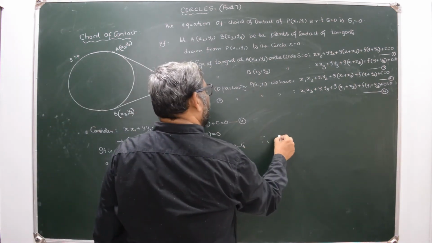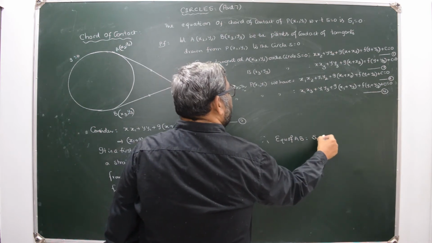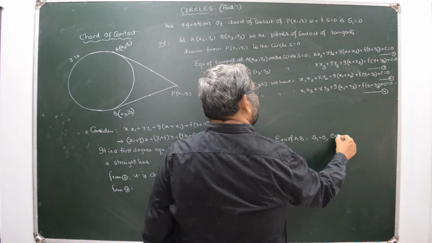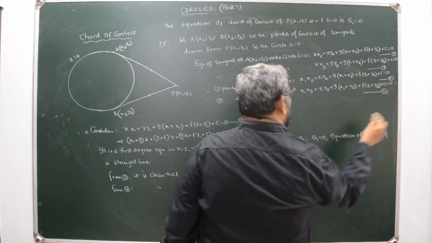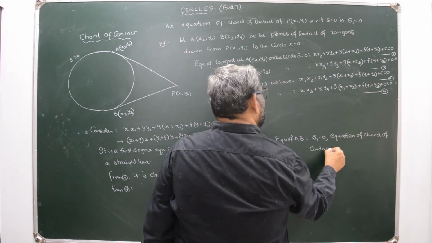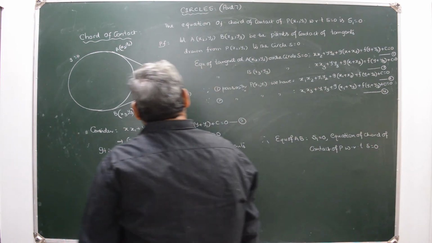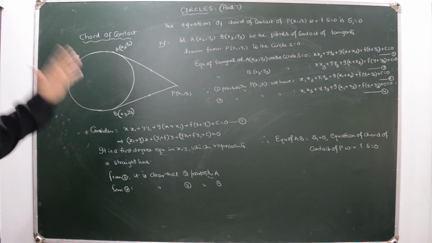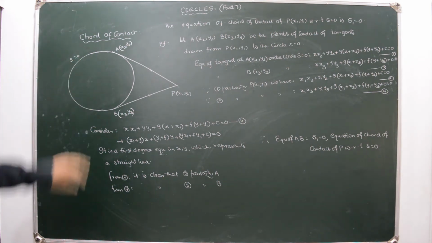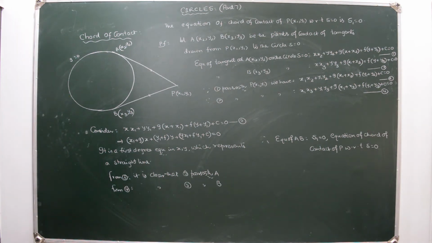Therefore equation of AB is S1 equal to 0, the equation of chord of contact of P with respect to S equal to 0. So this is about the equation of the chord of contact. So here we have taken the external point and the points of contact of the tangents drawn from P, and therefrom we have extracted the equation of the chord of contact. So this is about the chord of contact.